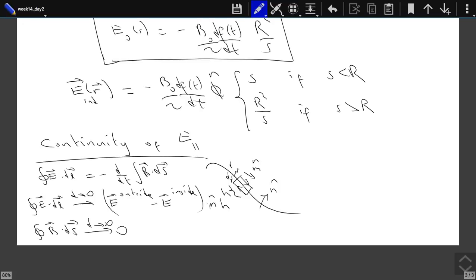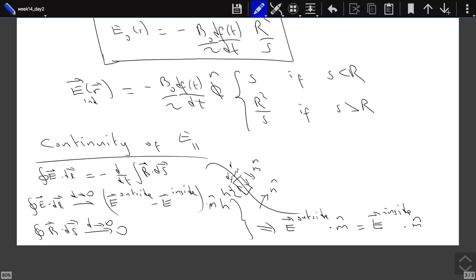Basically, the addition of this term doesn't really change the continuity property of the component of E parallel to the surface. So I just combine these two, and we obtain that E outside dot m hat should be equal to E inside dot m hat. Well, taking the scalar product with m hat just gives me the component in the direction of m hat.